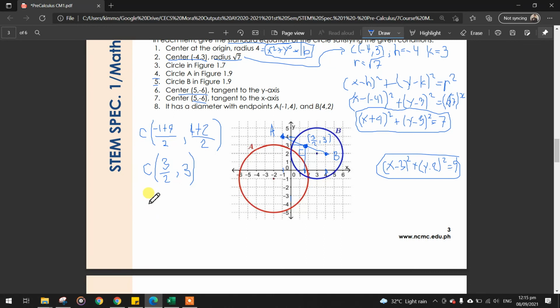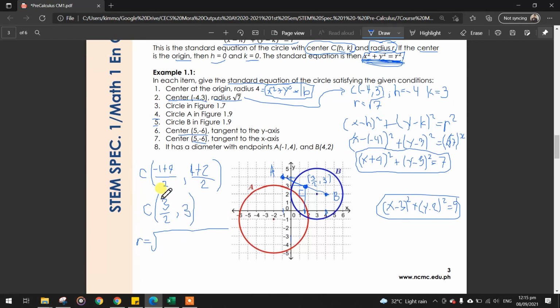So again, the distance formula is the square root of (x sub 2 minus x sub 1) squared plus (y sub 2 minus y sub 1) squared. So the distance, or that is the radius, right? For example, this is our x sub 1, then this is our y sub 1. So either point A or point B can be assigned as x sub 2 and y sub 2. For example, this is x sub 2, and this is y sub 2.